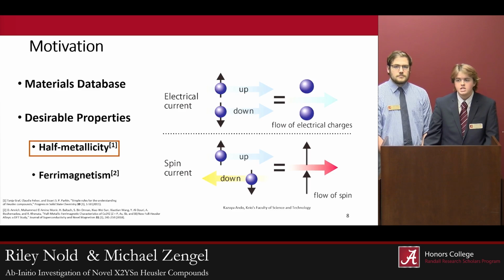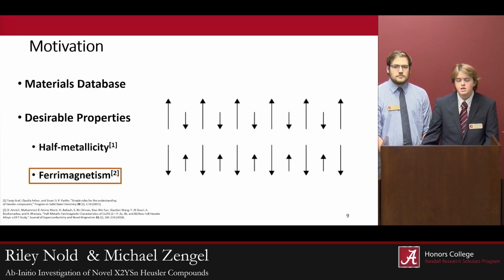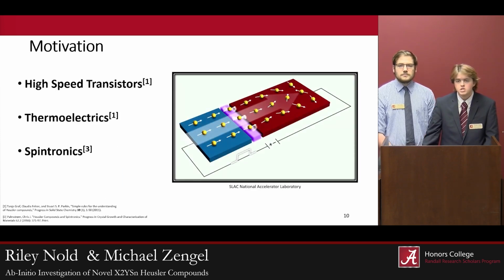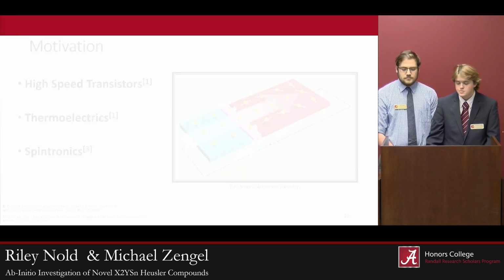Another interesting property is ferrimagnetism, which is an anti-alignment of adjacent magnetic moments. However, there's still a dominant moment overall. So real-world applications of these properties are high-speed transistors, which have applications in communications and high-performance computing, thermoelectrics, which convert thermal energy to electric energy, and spintronics, which utilize spin as another degree of freedom to increase the storage capabilities of memory storage devices. All three of these are vital to the development of novel technologies.